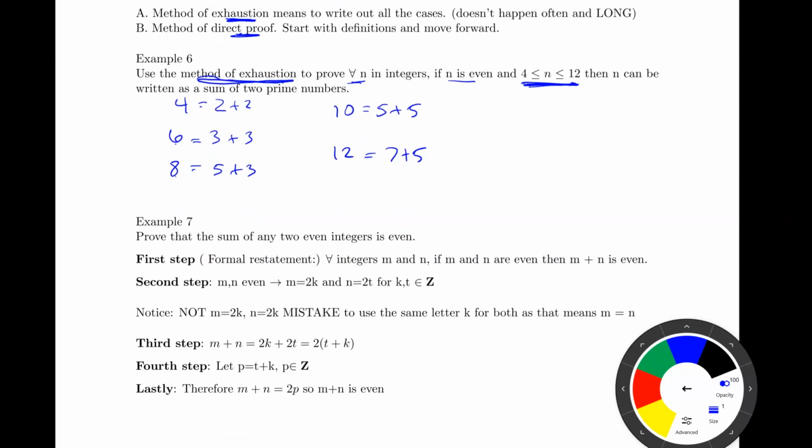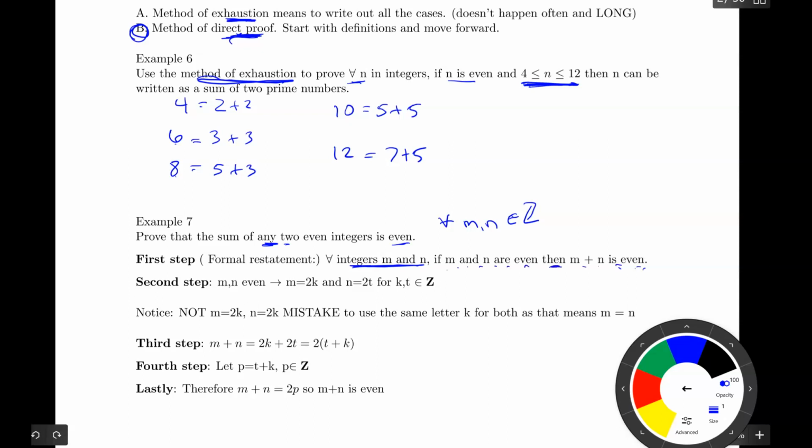Okay, so here we go on the direct proof, and we're going to be doing many more of this kind. Prove that the sum of any two even integers is even. You're going to have to formally restate this: for any m and n integers, or you could also say for every m, n element of the integers, if m and n are even, then m plus n is even. So you need to come up with this.